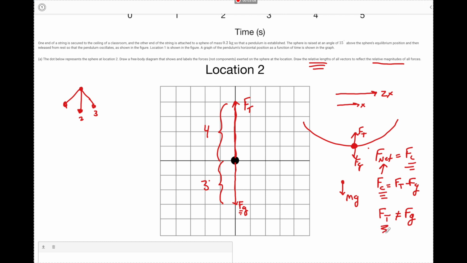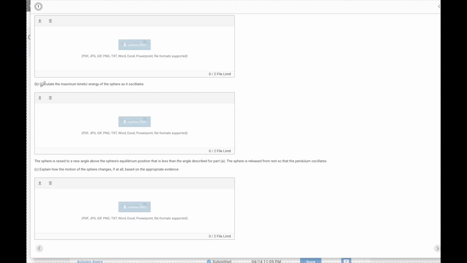So we have to show that Ft is greater in magnitude by giving it a longer length than Fg. Now it asks to calculate the maximum kinetic energy. And I know when a pendulum swings, I'm just going to draw it up here. At this point, it's going to have some gravitational potential energy. And then as it swings, when it gets to the bottom, this is going to be maximum Ke.